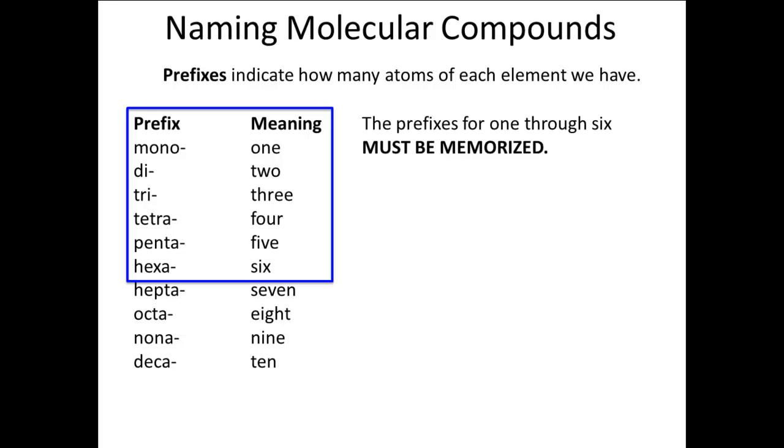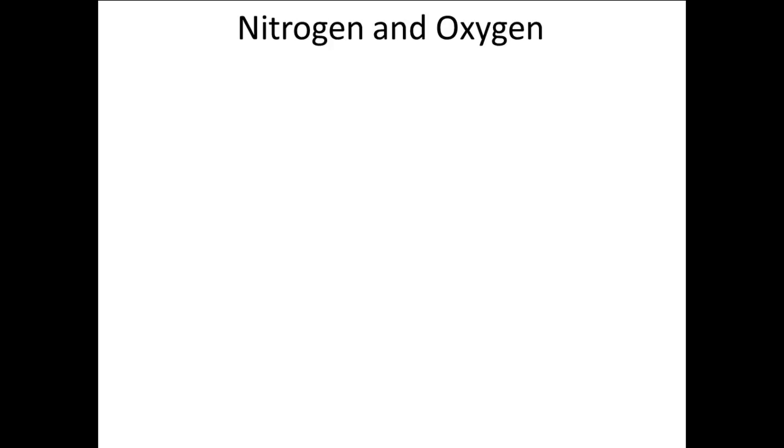Because they are so commonly used, you must memorize the prefixes for 1 through 6. The others are used much less often with simple compounds. Pause the video here to write down this list. Let's look at this naming of molecular compounds by looking at the 6 compounds between nitrogen and oxygen. Here they are, along with their names.